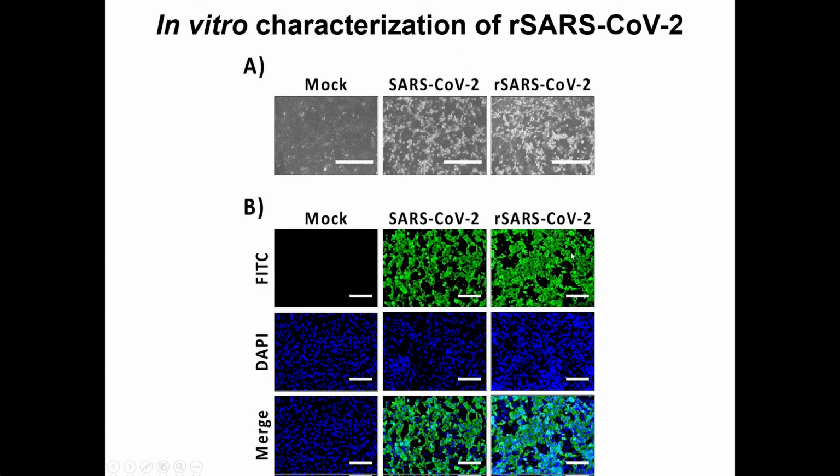And actually here also in panel B, you can see when we stain these infected cells with an antibody against the nucleocapsid protein, you can see how they are nicely staining and the level of infection is similar to when you infect them with the natural viral isolate.